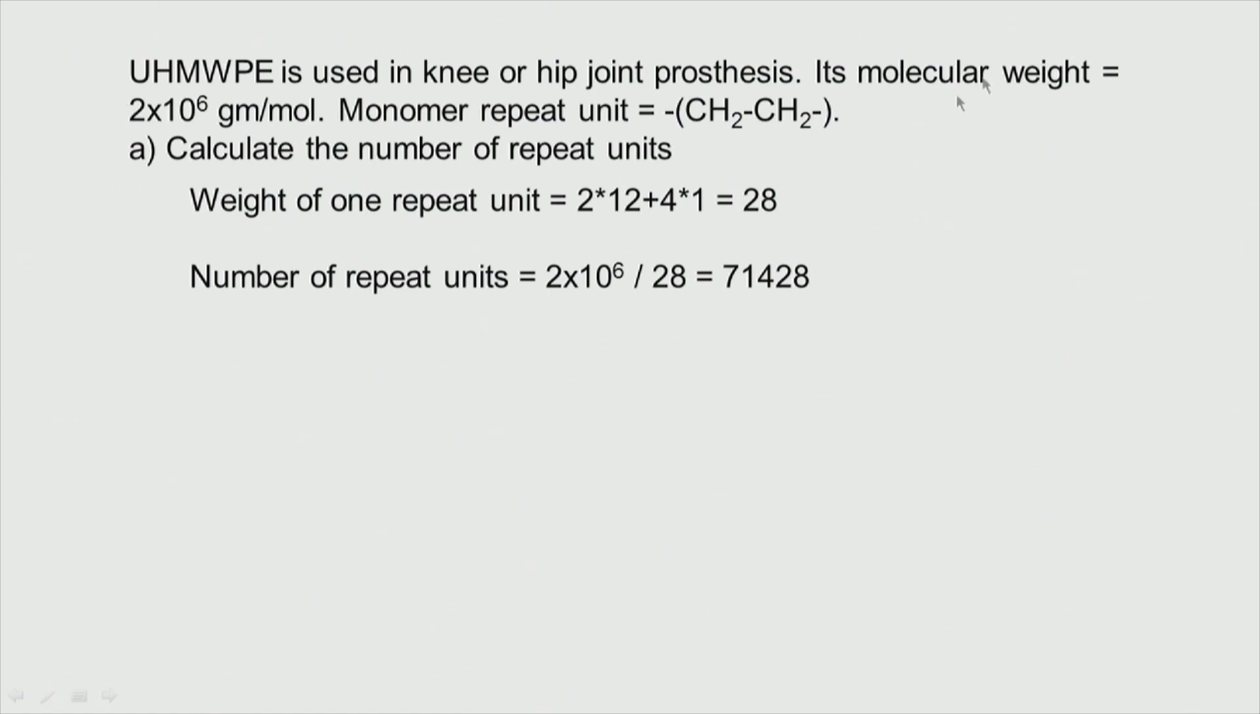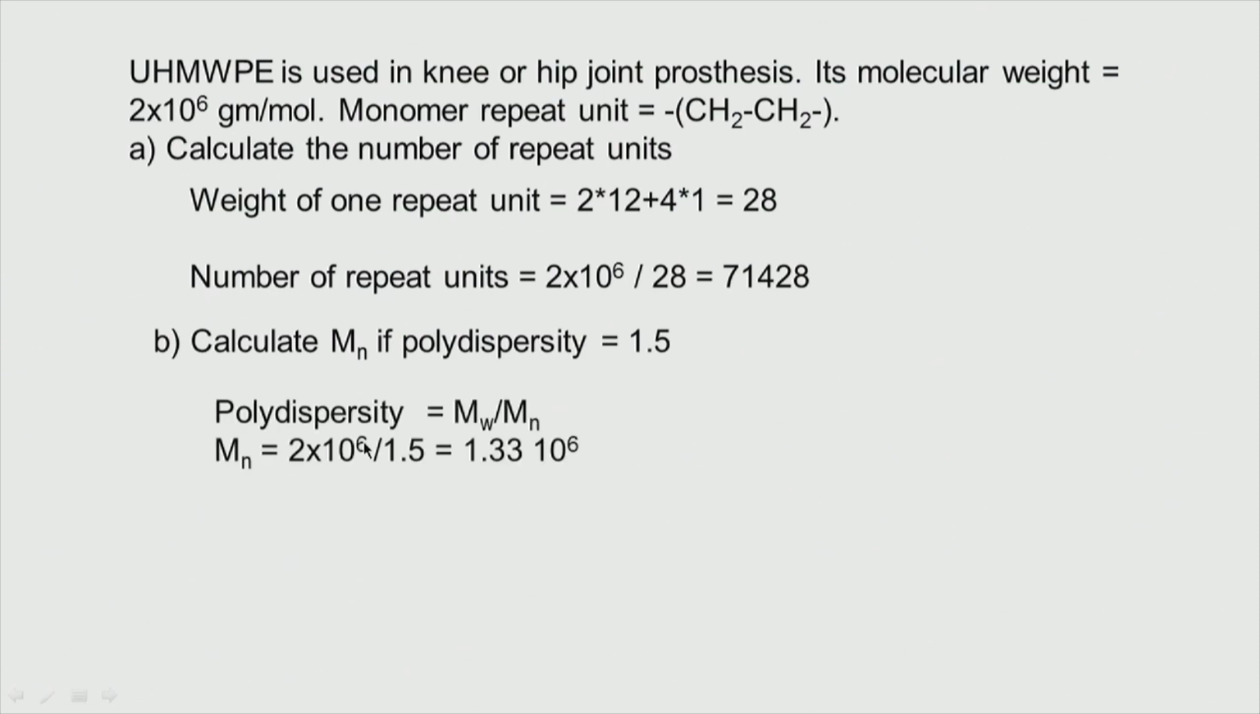So, how do we calculate the number of repeat units? Its molecular weight is 2 into 10 power 6, divided by 28, that will give you 71,428 repeat units. Okay. Now, calculate Mn, that is the number average molecular weight, if polydispersity is 1.5. So, the weight average is this. I mentioned before that the weight average by number average is equal to the polydispersity, 1.5. So, it is quite straightforward. Mn is 2 into 10 power 6 divided by 1.5, that is 1.33 into 10 power 6.